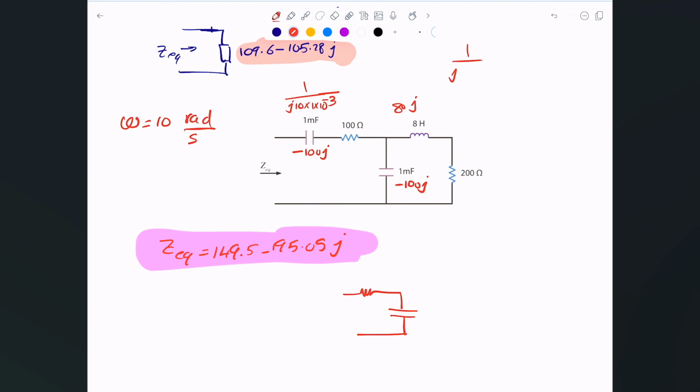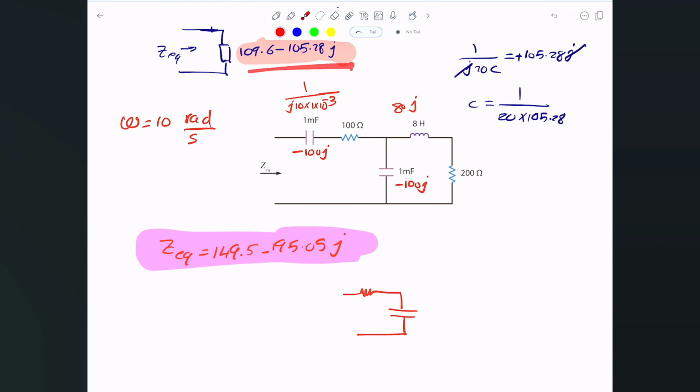You use 1 over j omega C, and this here, for example, is 105. If you want to convert it back to the time domain to figure out the capacitor seen by a source, you get 1 over j omega C, where omega is 20 and C is what I'm looking for, equals -105.28j. The j with the negative sign goes away, so C is simply 1 over 20 times 105.28, and whatever value you get is the value of the equivalent capacitor.